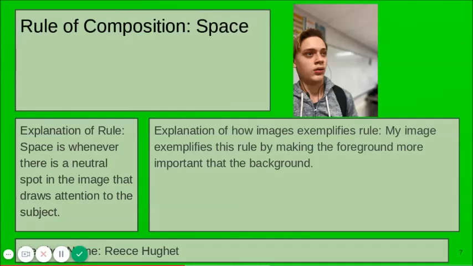Space is whenever there's a neutral spot in an image that draws the attention to the subject. My image exemplifies this rule by making the foreground seem more important than the background, because the foreground is more clear than the blurry background.